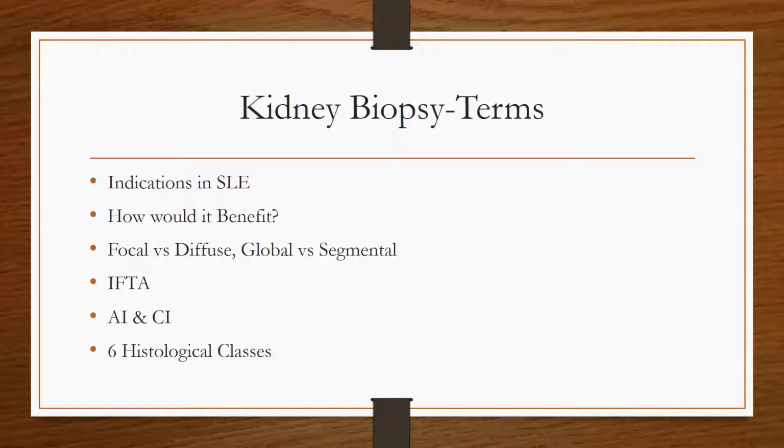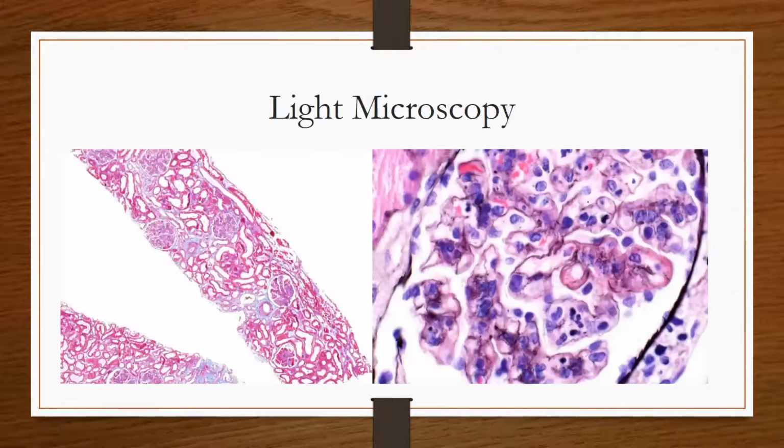So whenever we're doing a kidney biopsy, there is certain terminology which is used. Focal means less than 50% of glomeruli are involved. Diffuse means more than 50%. Global means in each glomerulus, the whole glomerulus is involved, segmental means part of glomerulus. And then interstitial fibrosis and tubular atrophy indicating chronicity. And then activity and chronicity index. And then lupus is divided into 6 classes.